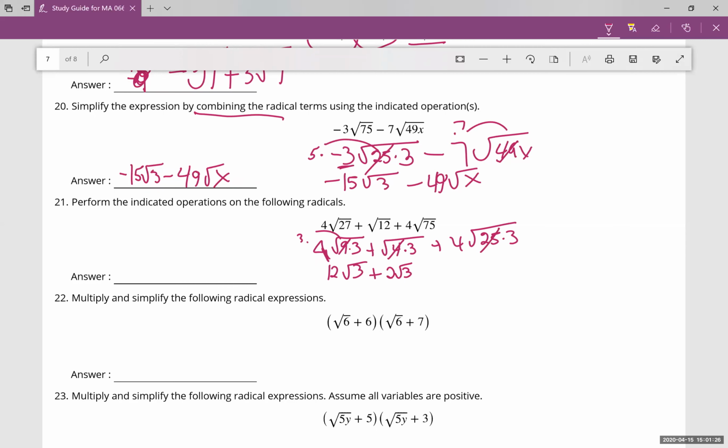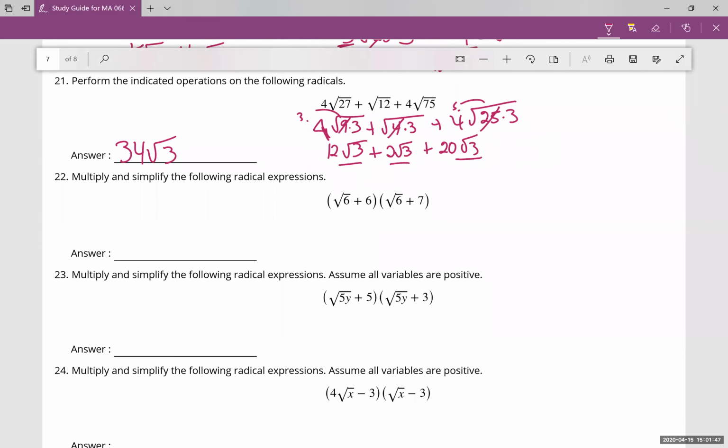And out comes a 5. So we have plus 20 square root 3. Now looky here, we have all like terms because they're all square root 3. So we have 12 plus 2 plus 20. So final answer is 34 square root 3.